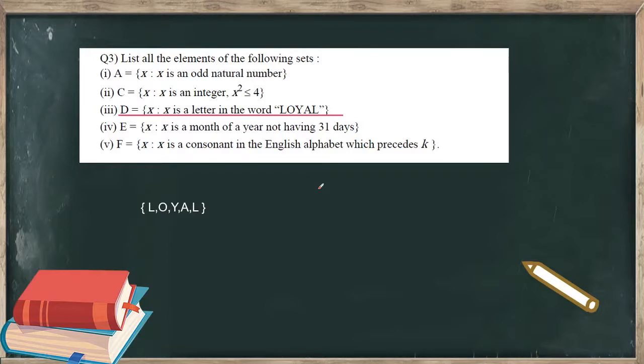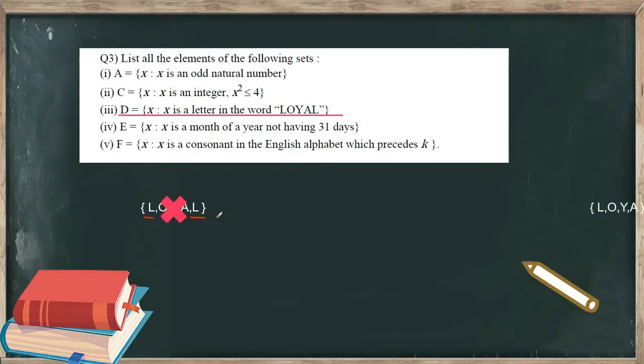But here there is an issue. Why? Because L is repeating. That is an issue. We cannot have these repeating letters here because that destroys the definition of a set. In a set, each element should be unique and only be mentioned once. So that means this is the wrong way of writing.